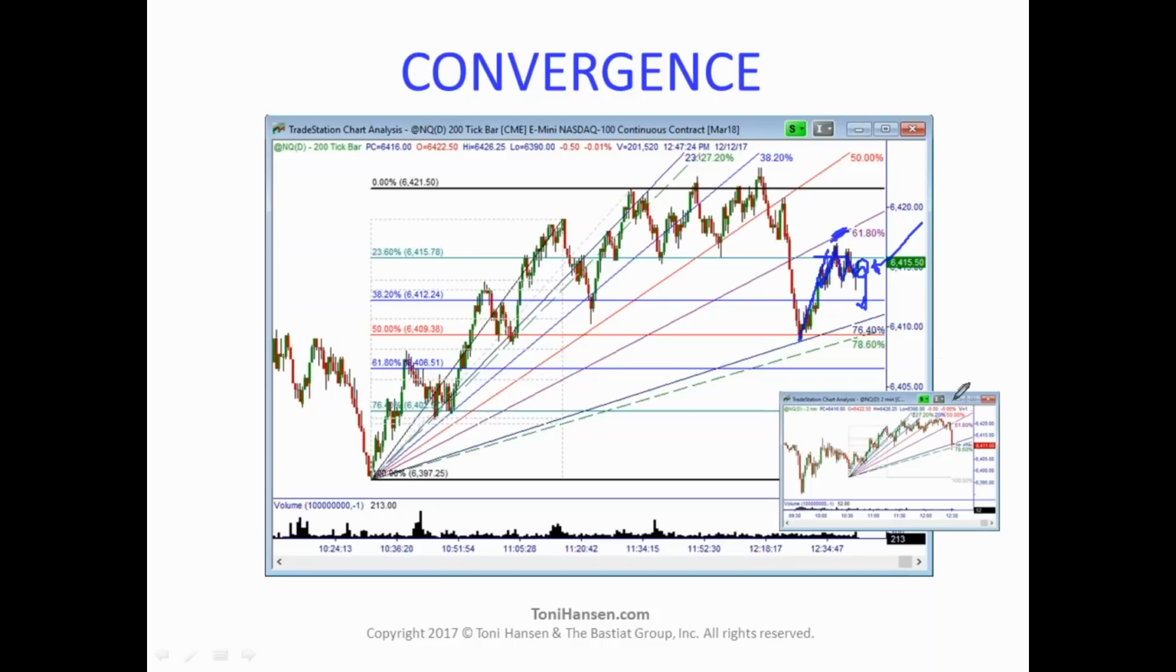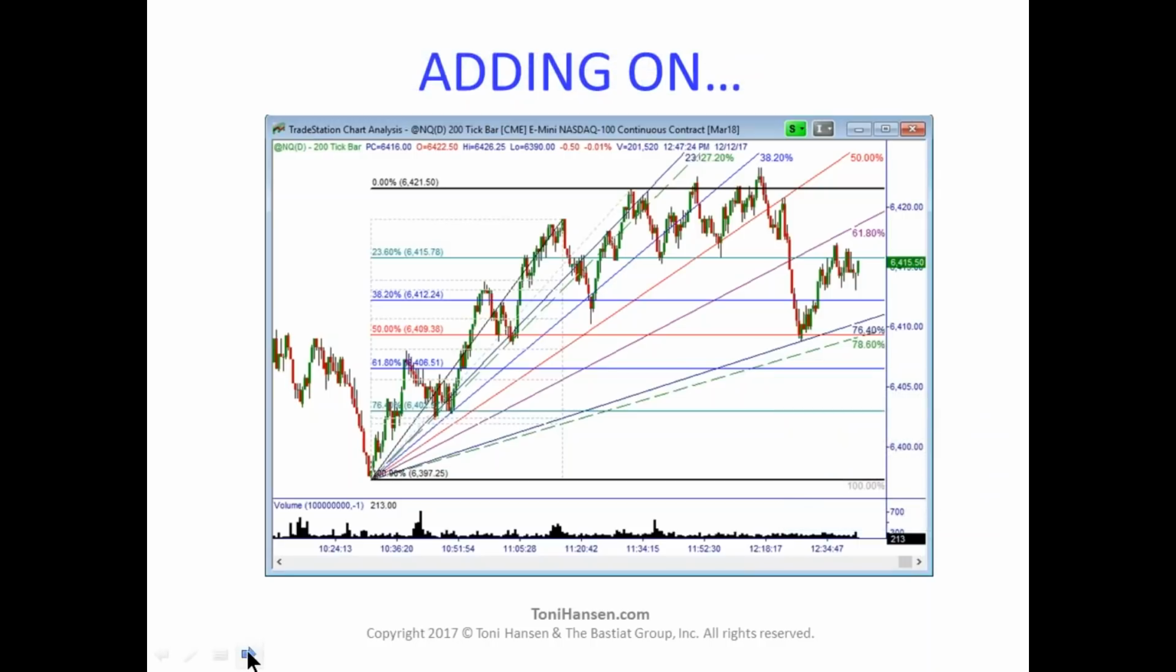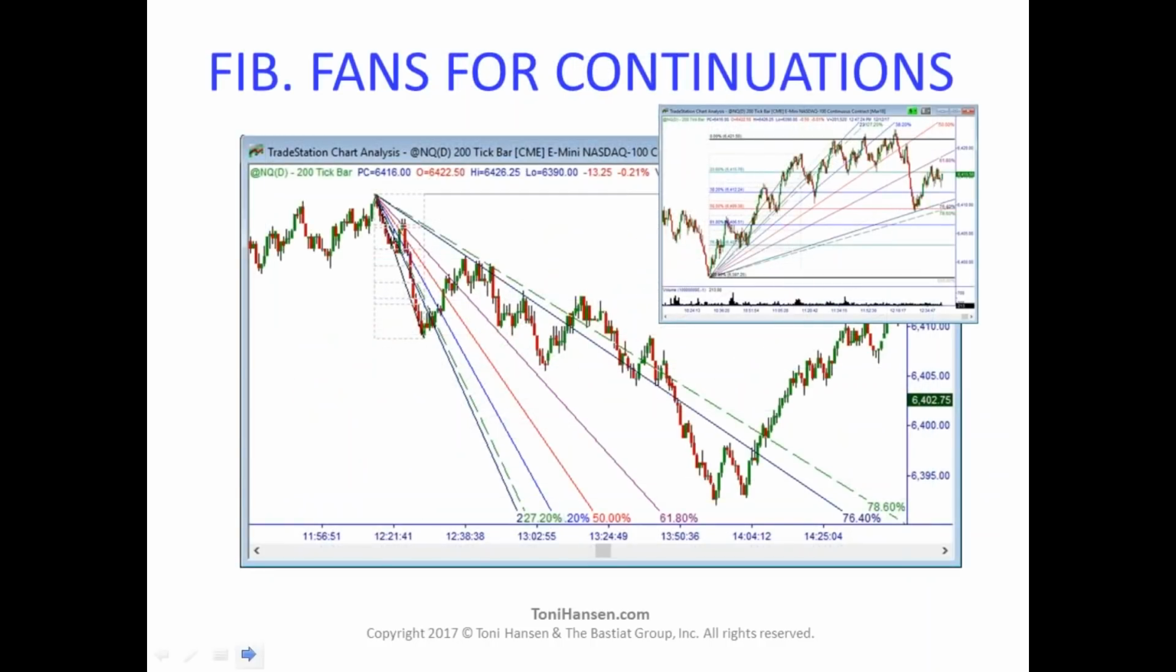And I also had another picture that I took a screenshot of right as it was hitting this level too, but I seem to have left it out of this slideshow. So that's the entry screenshot. And then here is another one showing another use of the Fibonacci fan.